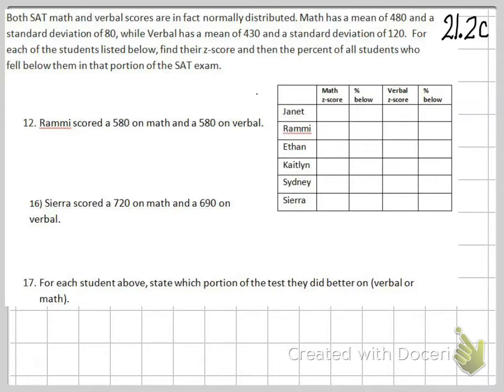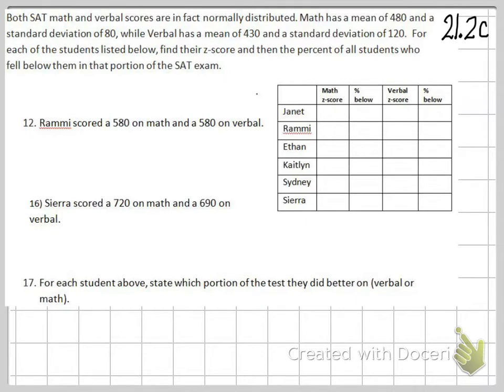This says both SAT math and verbal scores are in fact normally distributed. Math has a mean of 480 and a standard deviation of 80, while verbal has a mean of 430, standard deviation of 120. For each of the students listed below, find their z-scores, then the percent of all the students who fell below them in that portion of the SAT exam.